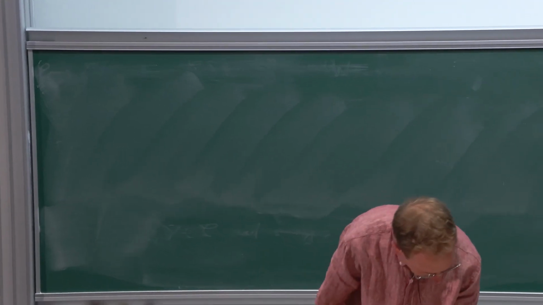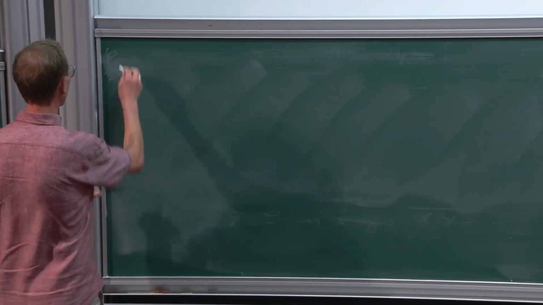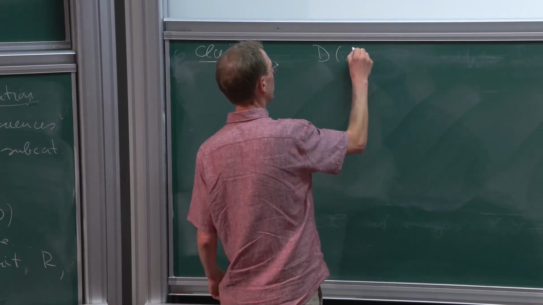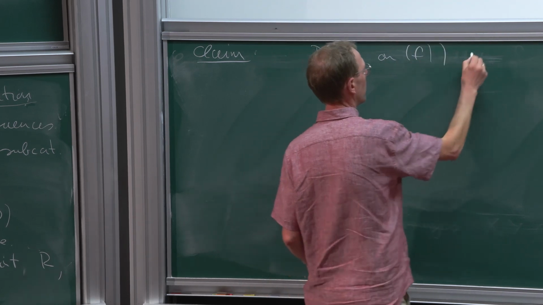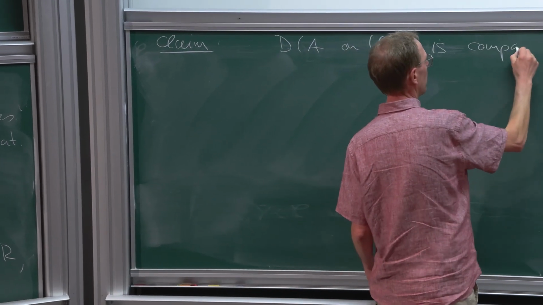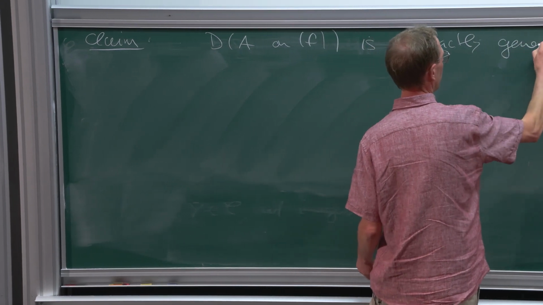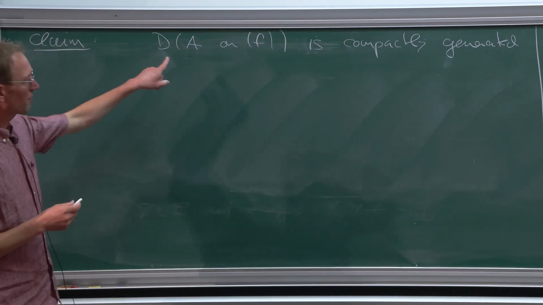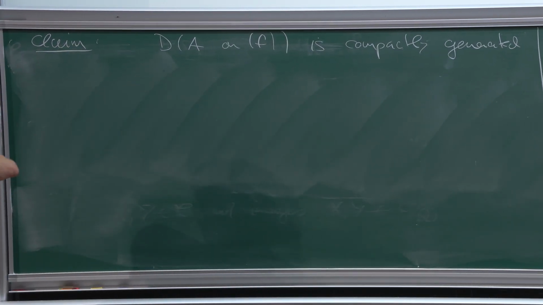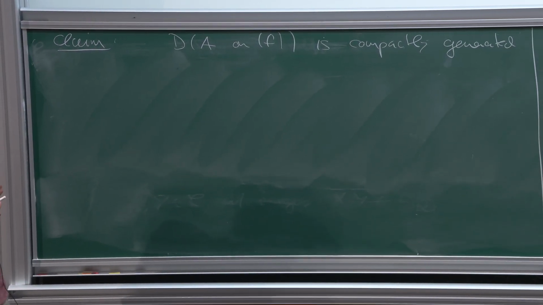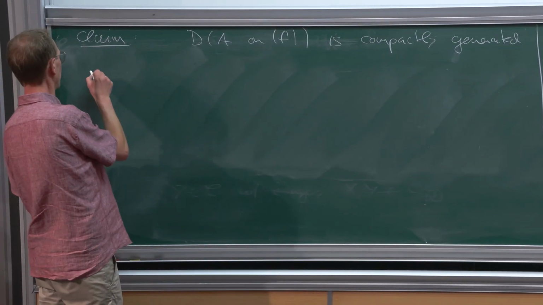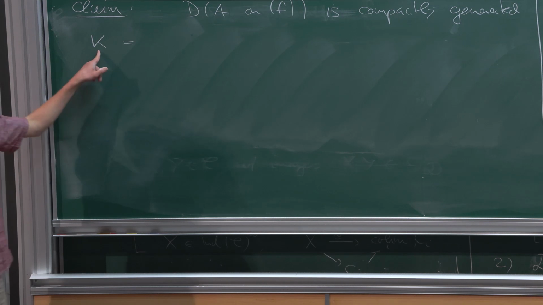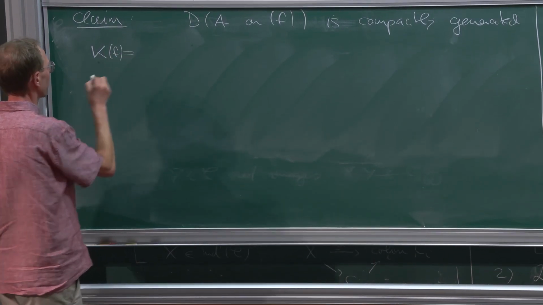Okay, so I claim that this kernel here is compactly generated. The proof is quite simple. You just write down one compact object in this category which generates the whole category. So we look at K, where K here stands for Koszul. Maybe I write K of F, not for K-theory.